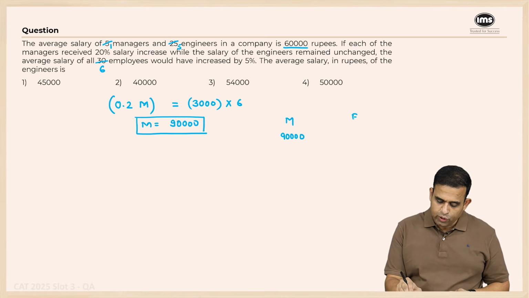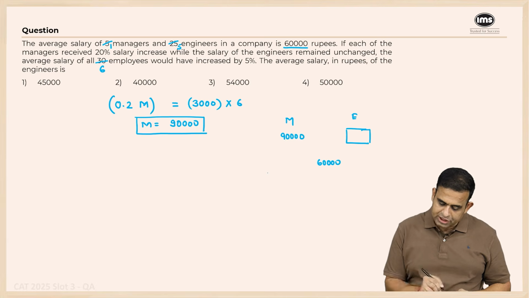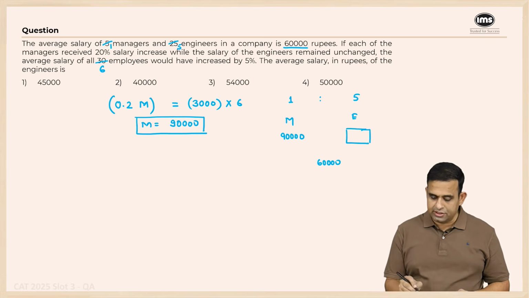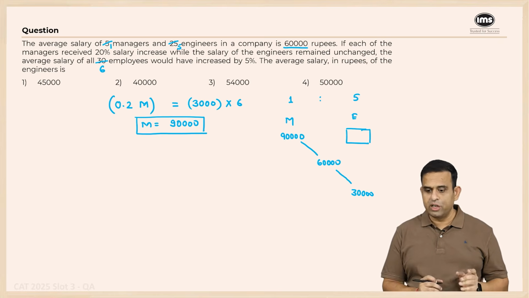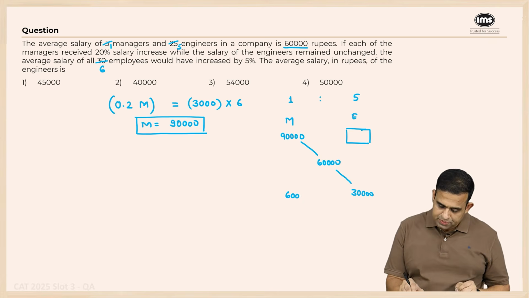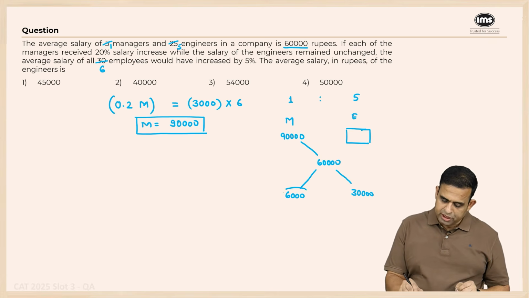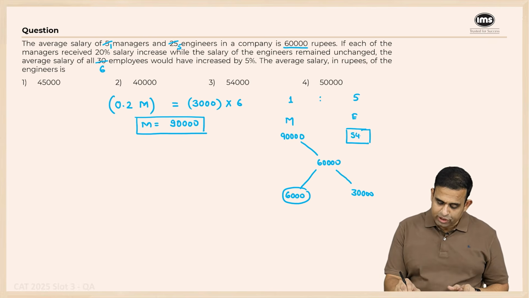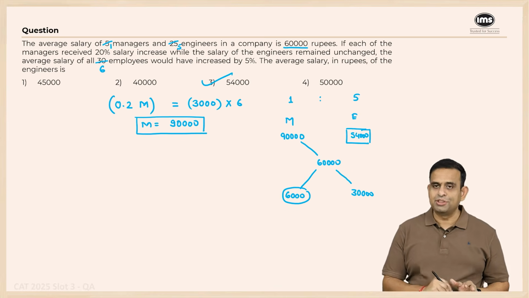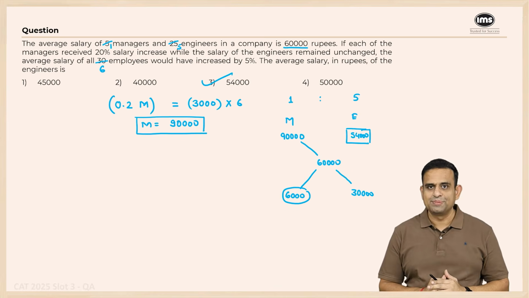For engineers, we don't know what the average salary is. Together, they have a salary of, one can say, 60,000 on average. And if I look at the ratio, 1 manager, 5 engineers. This is 30,000. If 5 parts mean 30,000, 1 part basically would mean 6,000. So this number must be 6,000 less than 60,000, giving you 54,000. Hence, option number 3 is the answer for this question.